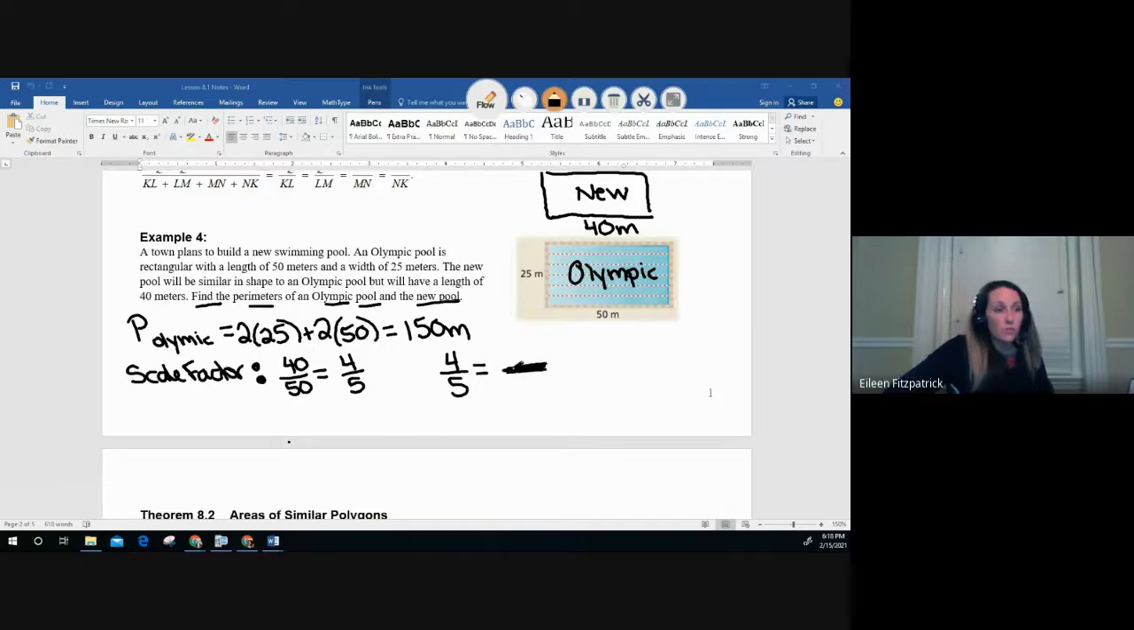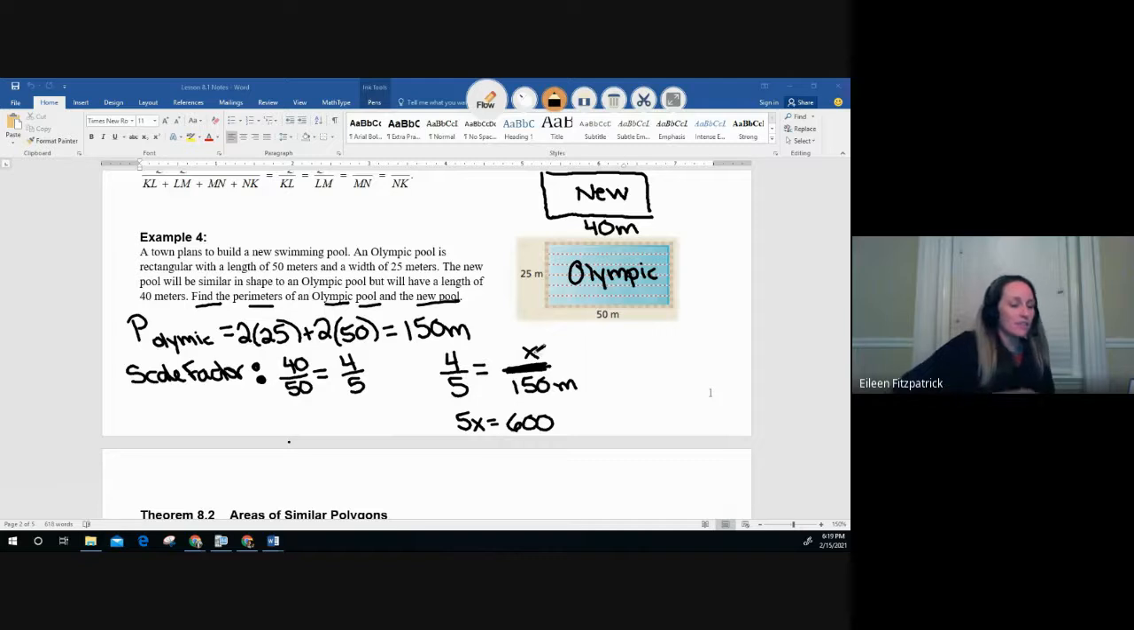Well, I know the one perimeter of the Olympic pool, the larger pool, is 150 meters, but I don't know the perimeter of the other pool, the new pool. But now I have a proportion I can solve. If I do my cross products, I'm going to have 5x equals 4 times 150. What is that off the top of my head? That's 600, I think.